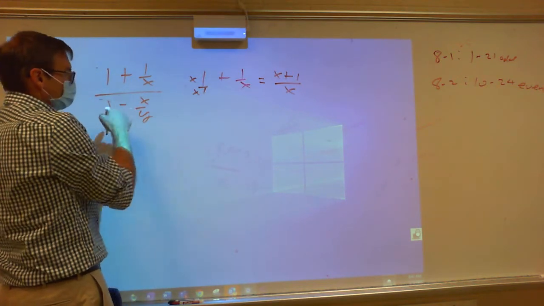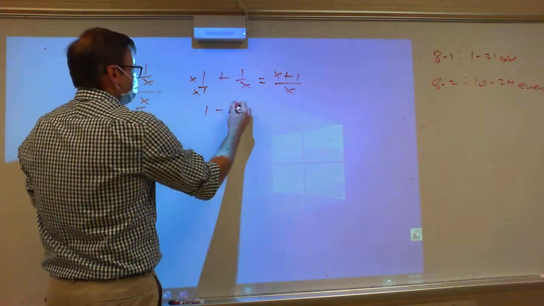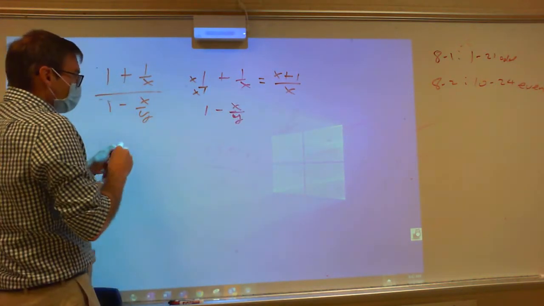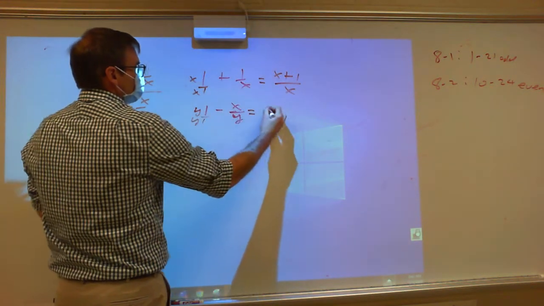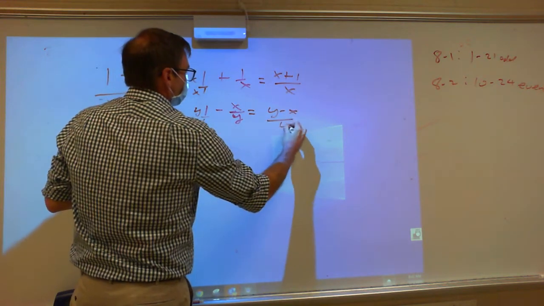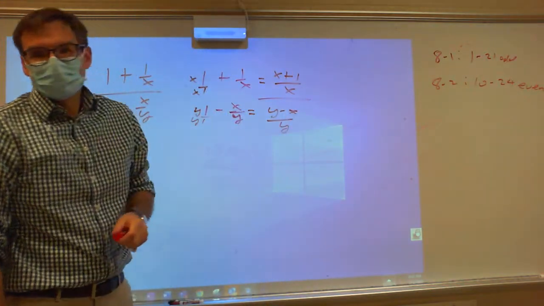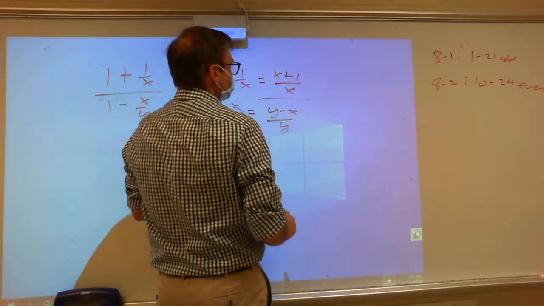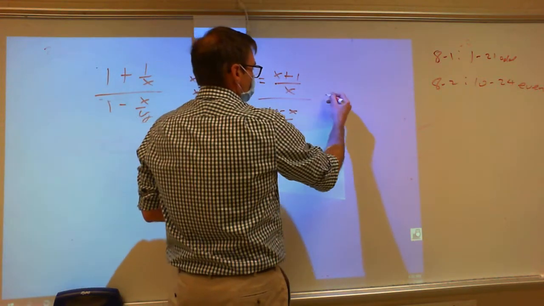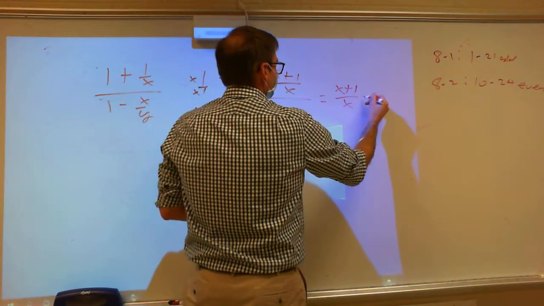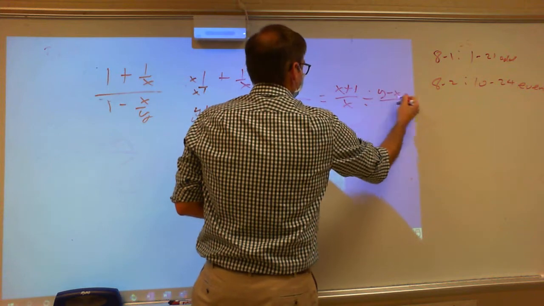I'll write this, this is 1 minus x over y. When I get my common denominator, I've got to multiply top and bottom by y, so this is going to give me y minus x over y. Here's my big division bar. And so now when I set this up, this is x plus 1 all over x divided by y minus x over y.